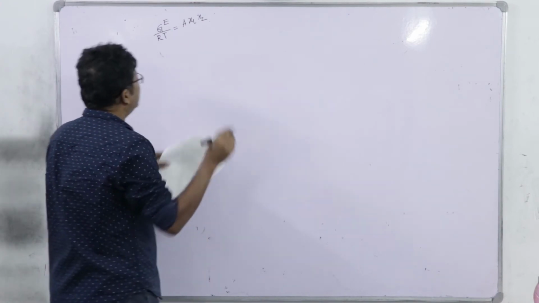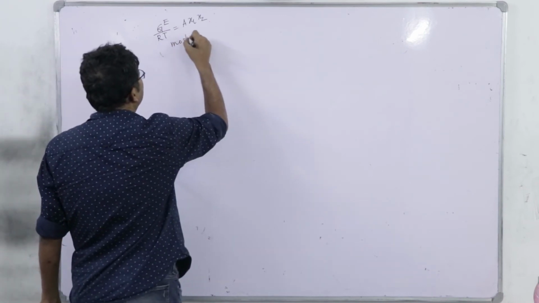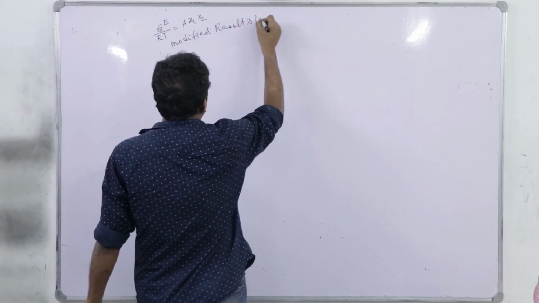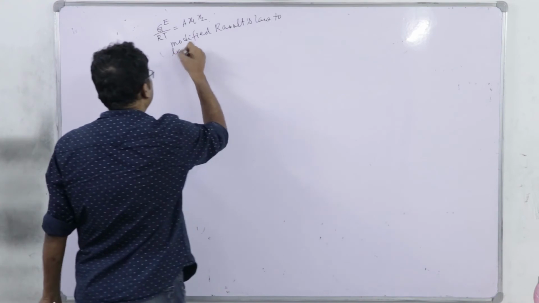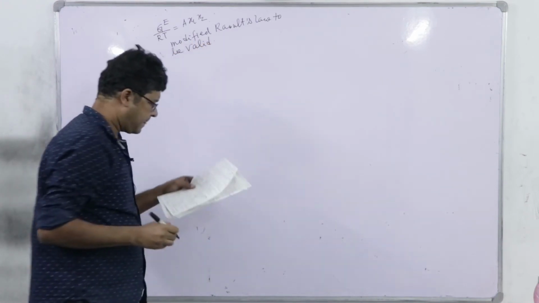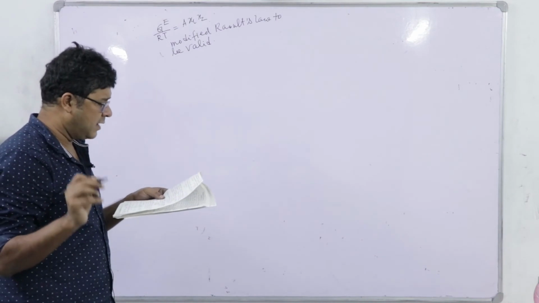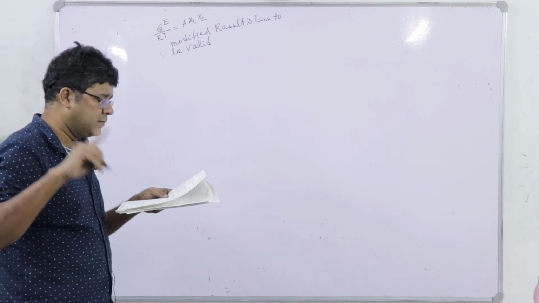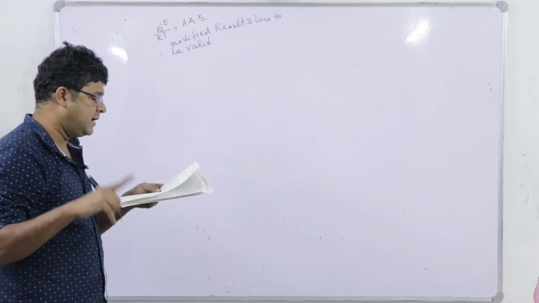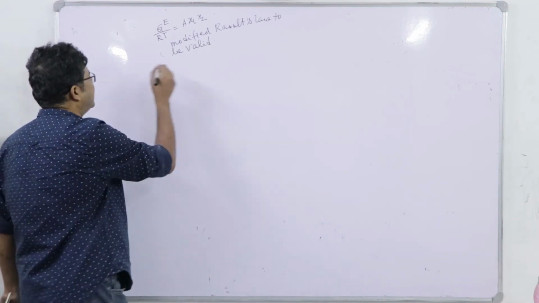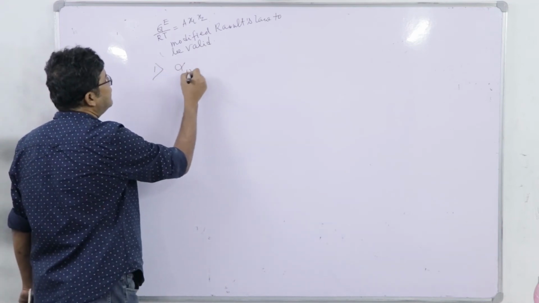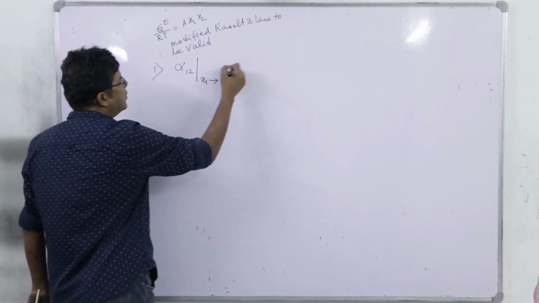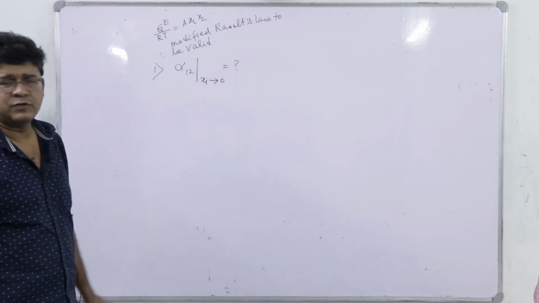Assuming modified Raoult's law to be valid, show that the relative volatility of species 1 to species 2 at infinite dilution of species 1 is given by some expression. So what do I have to find out? Alpha 1 2 at x1 tending to 0. What is the expression? That we have to solve. Okay.